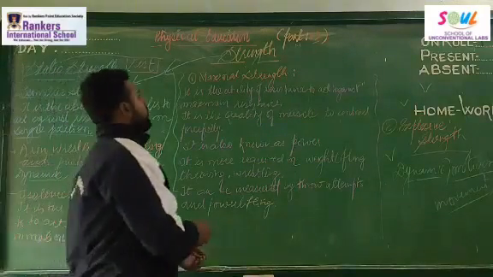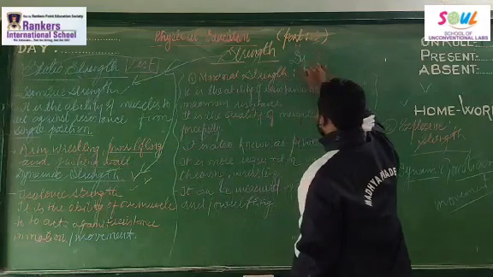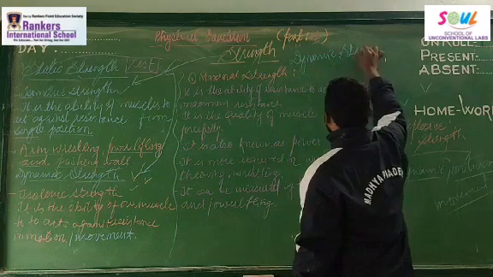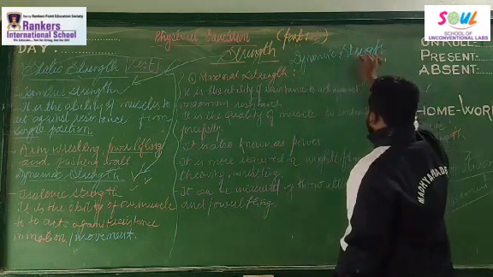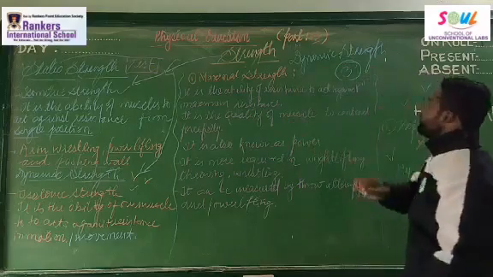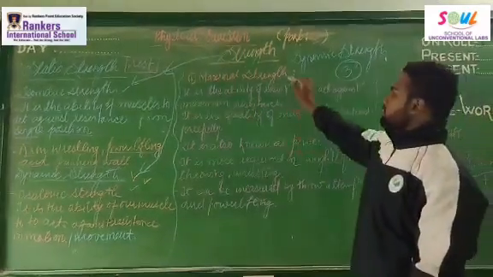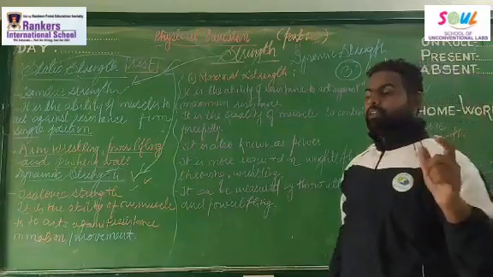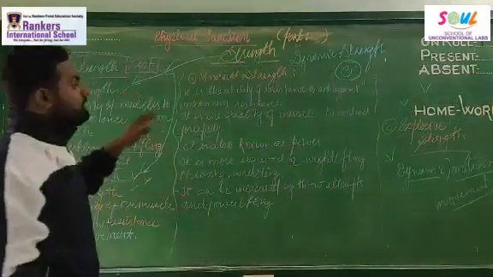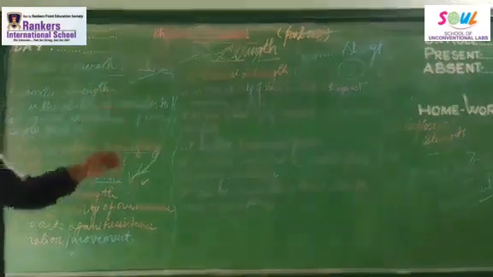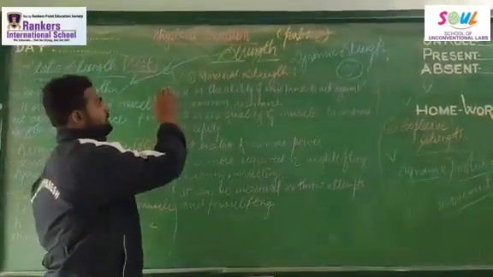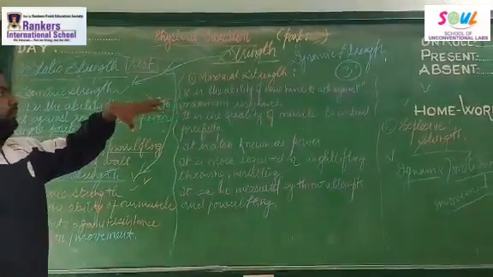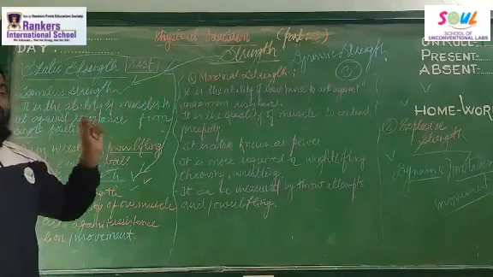Now this dynamic strength is of 3 types. How many types? 3 types. First is maximal strength. So the first type of dynamic strength is maximal strength. What is the meaning of maximal strength? It is the ability of muscles to act against maximum resistance.